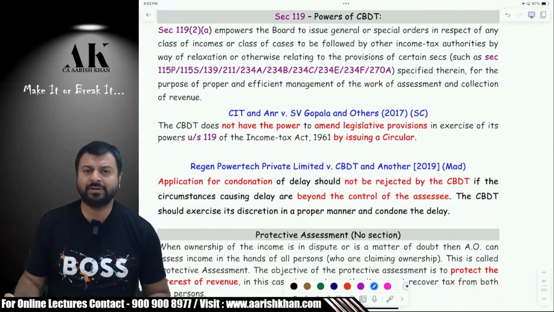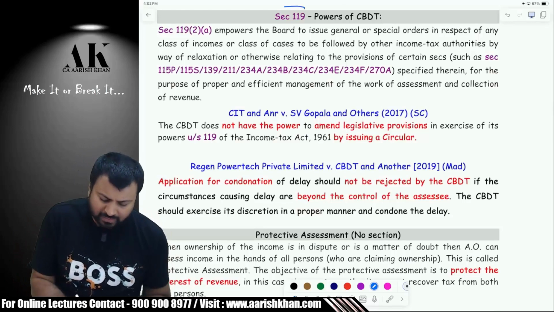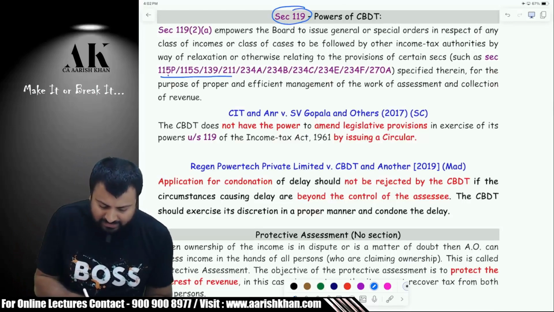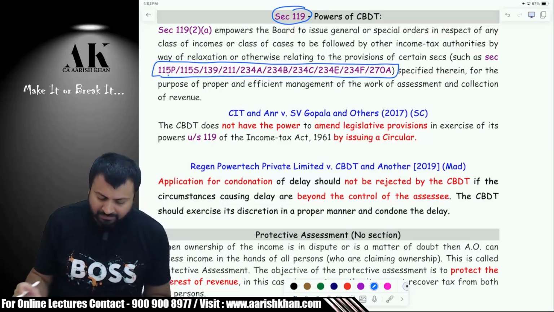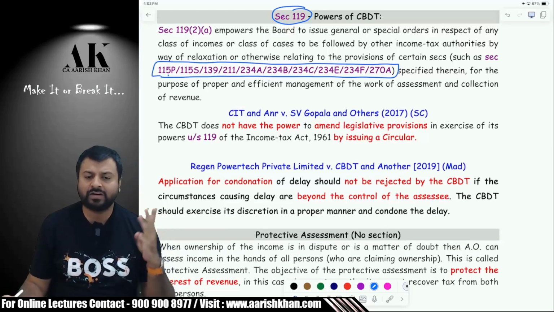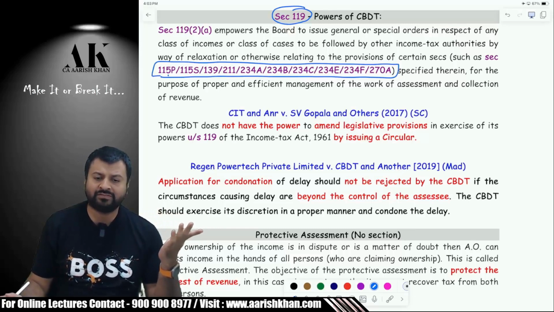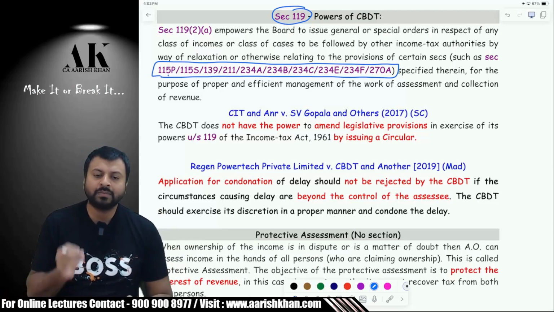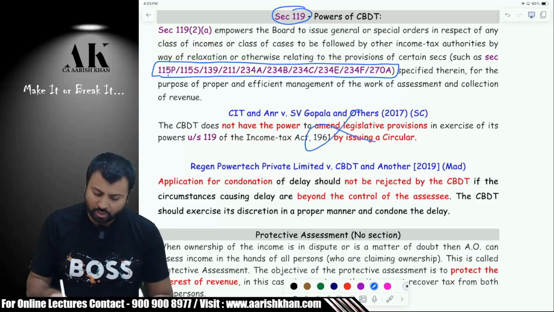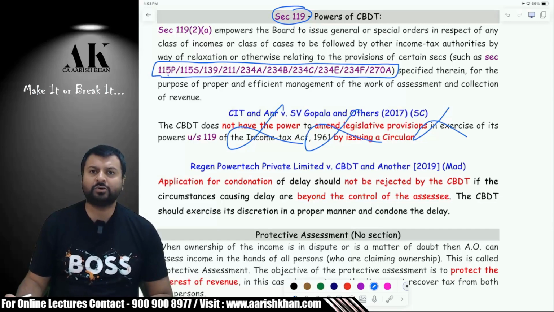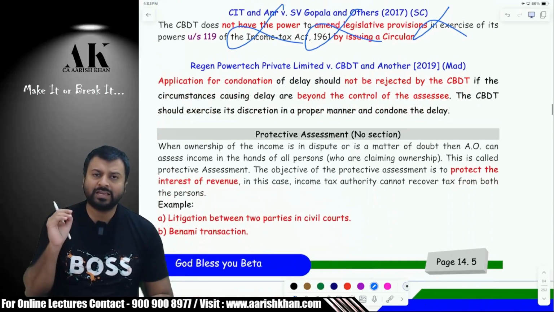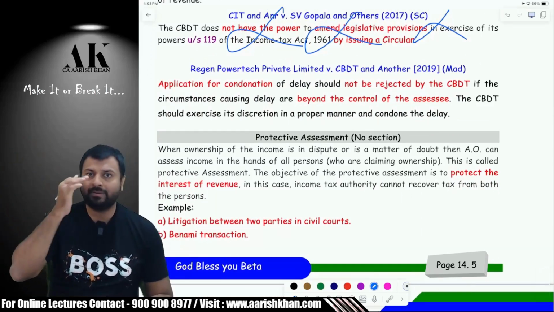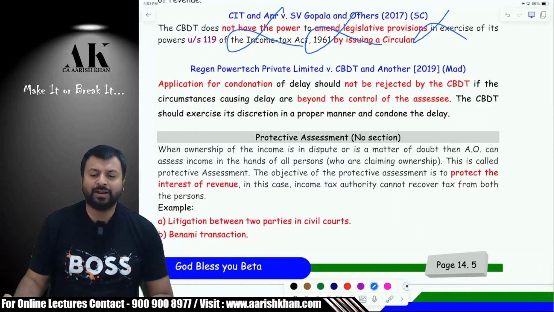Now, powers of the CBDT. CBDT has a lot of powers under section 119, and it has powers to give relaxation under all these sections mentioned over here: 115P, 115S, 139, 211, 234A, 234C, 234E, 234F, 270A. In all these sections, CBDT can give relaxation. But does the CBDT have the power to amend the provision? No. CBDT cannot amend a provision by issuing a circular. That power is only with Parliament. A provision can only be amended in Parliament, not in the CBDT's office by issuing a circular.